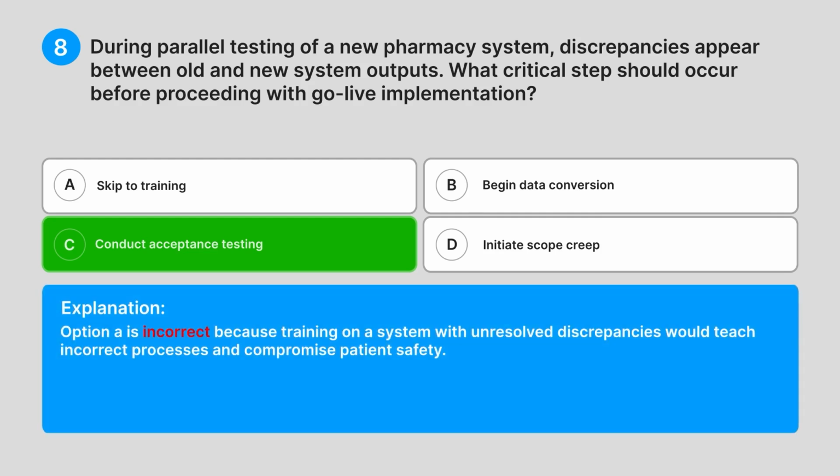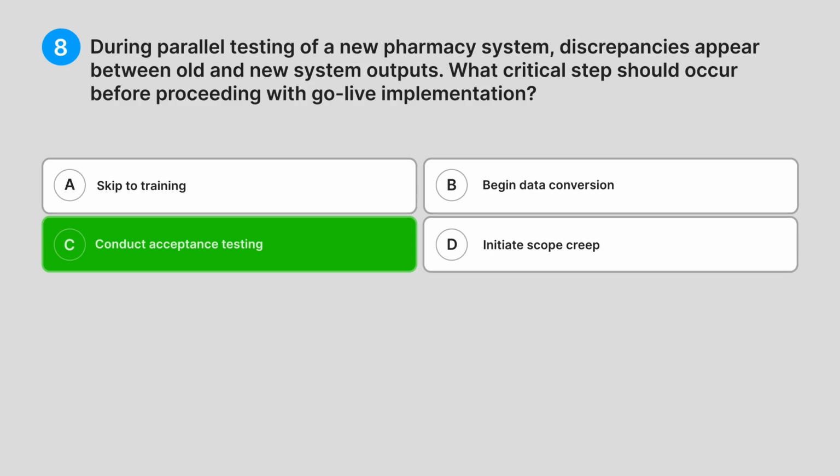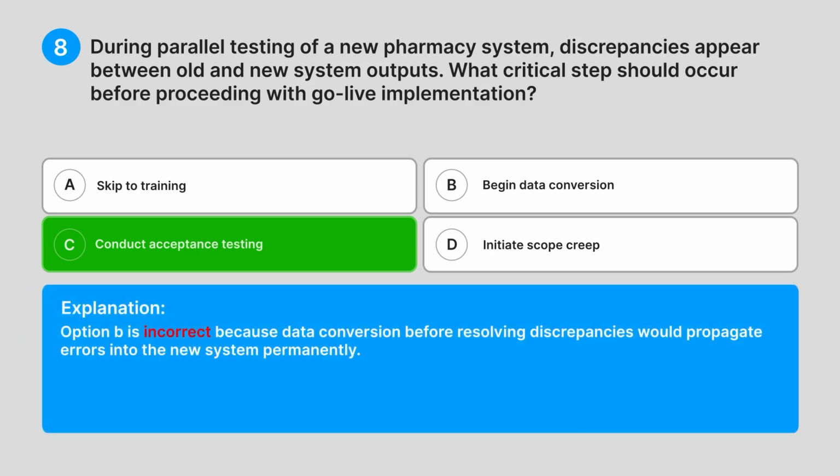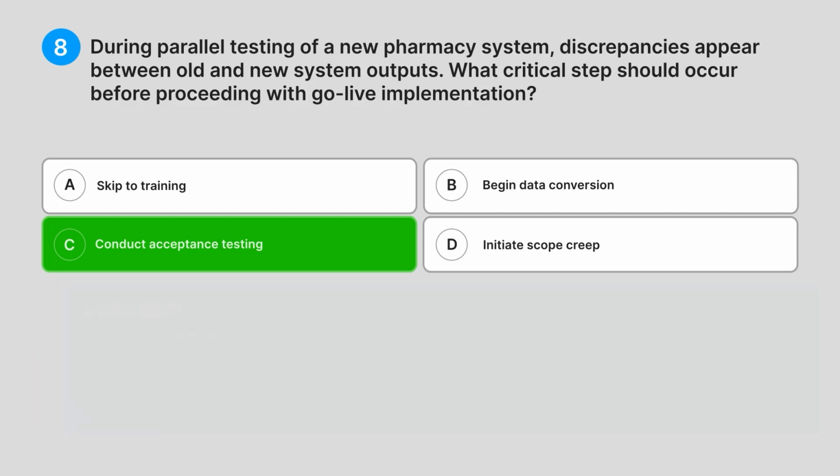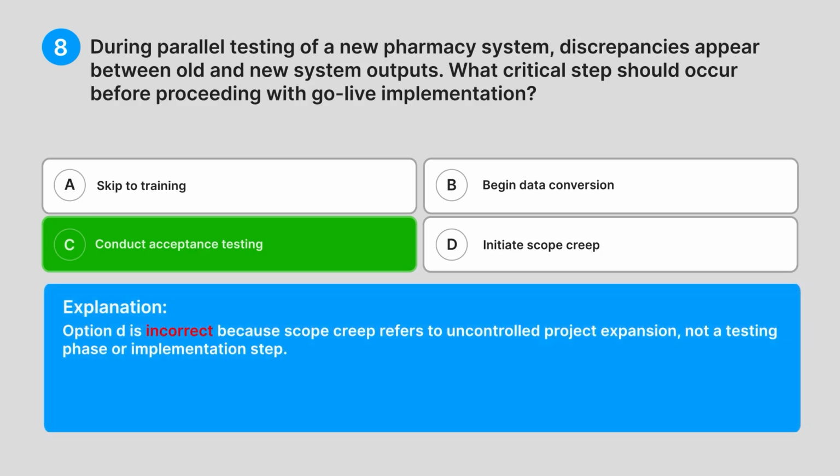Option A is incorrect because training on a system with unresolved discrepancies would teach incorrect processes and compromise patient safety. Option B is incorrect because data conversion before resolving discrepancies would propagate errors into the new system permanently. Option D is incorrect because scope creep refers to uncontrolled project expansion, not a testing phase or implementation step.